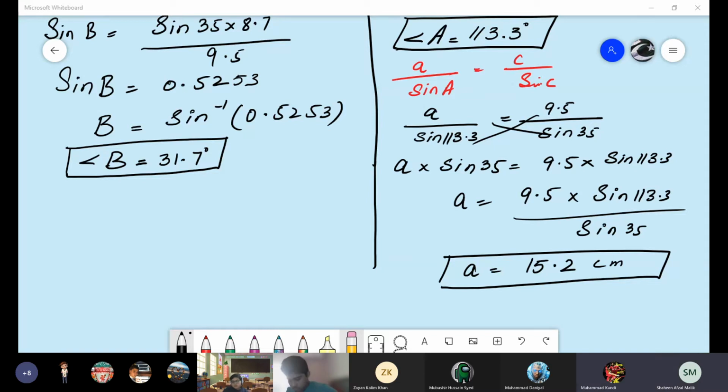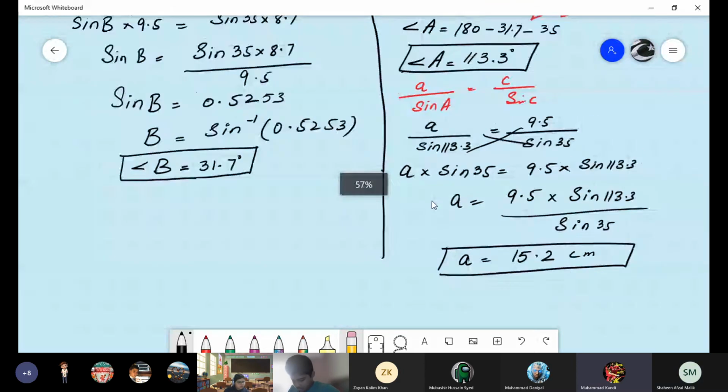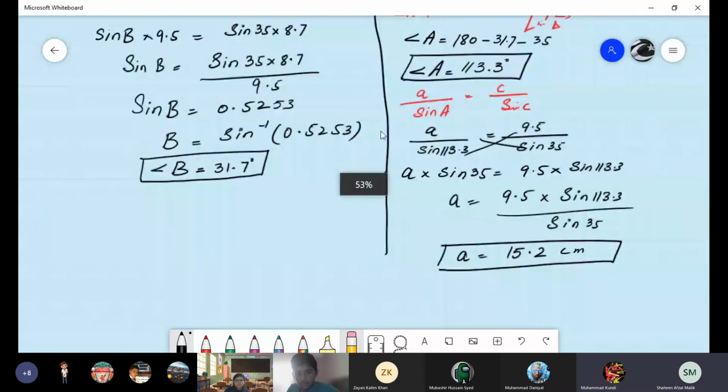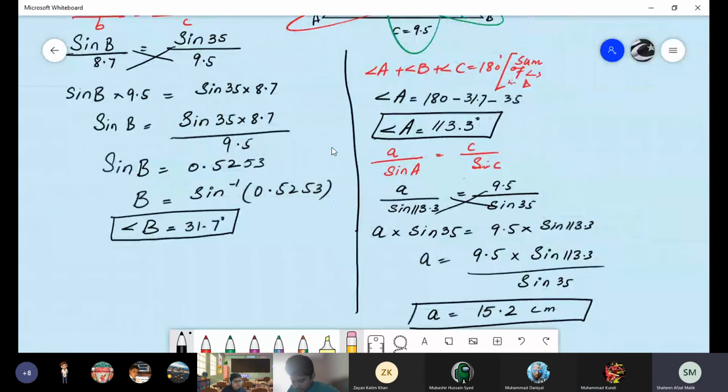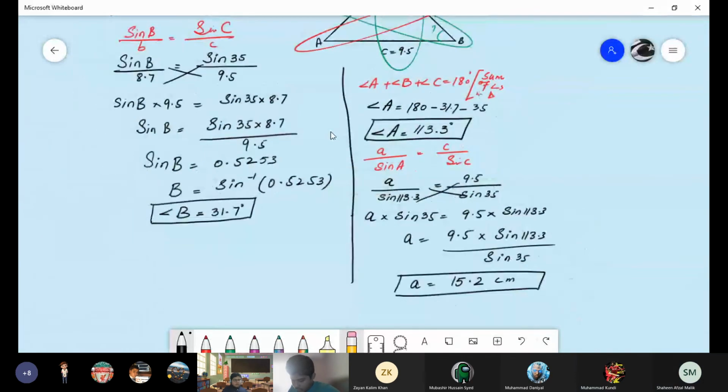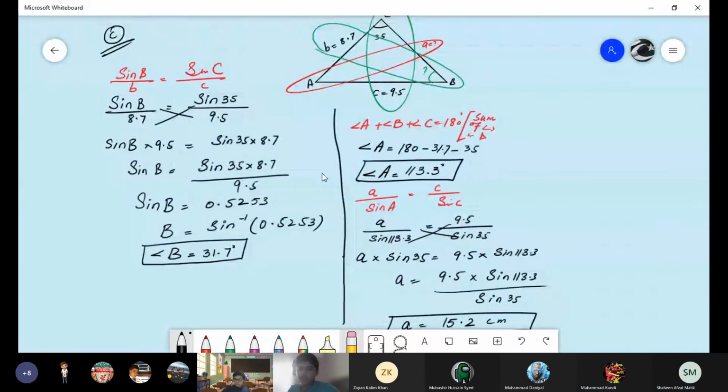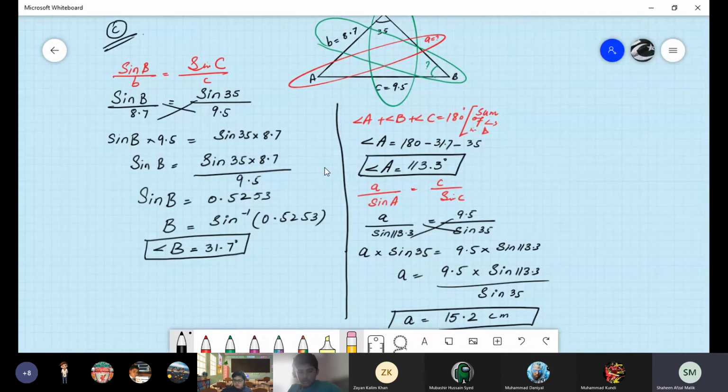Okay. Thank you so much, Muhammad Kundi. It's a very easy question and you have done it nicely. Right. Yes, boys, done. Copied the question. Here is the whole question. We have to find out angle B. We find the answer for angle B. We find the answer for angle A. Then we find the side, that is the side A.